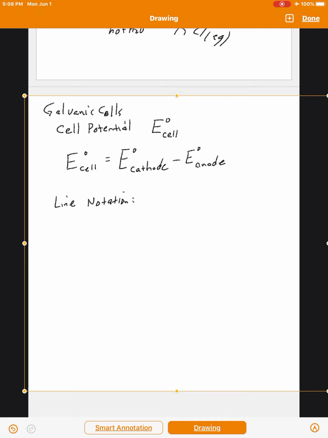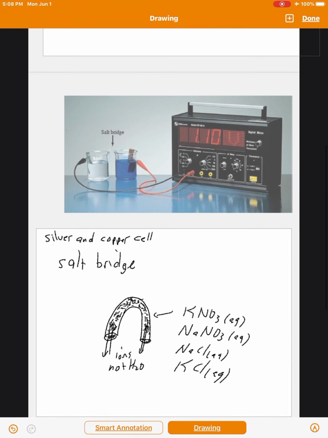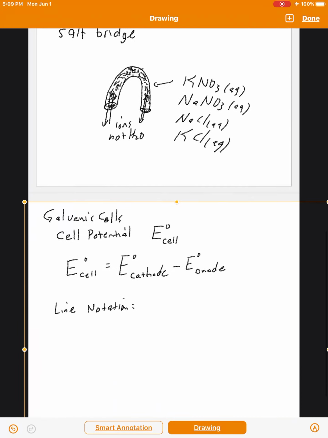And this is a common method. So what we do is, we don't know yet why in the picture the zinc container is on the left and the copper is on the right. But there's a reason they positioned it that way. They positioned it that way to be consistent with the line notation.